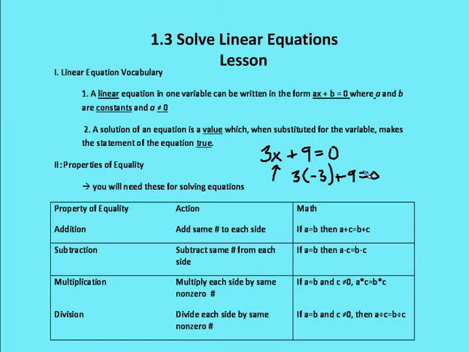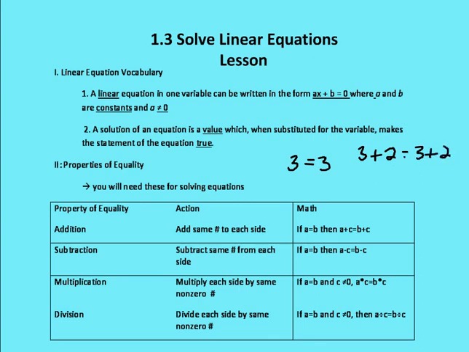The addition property of equality says that if a and b are equal, then if you add c to a and c to b, c being the same number, then a plus that same number is equal to b plus that same number. That makes sense. We'll just say 3 is equal to 3, and c is equal to 2, then 3 plus 2 is equal to 3 plus 2.